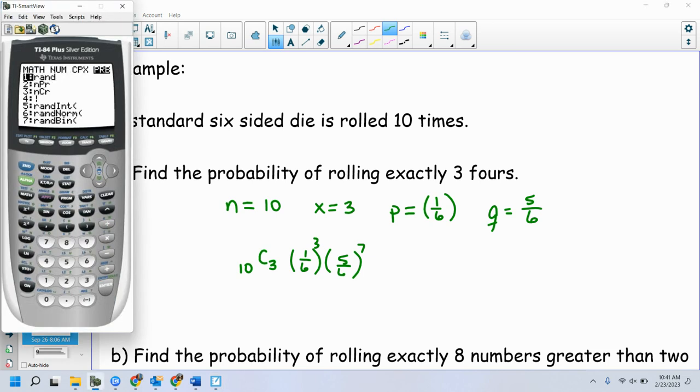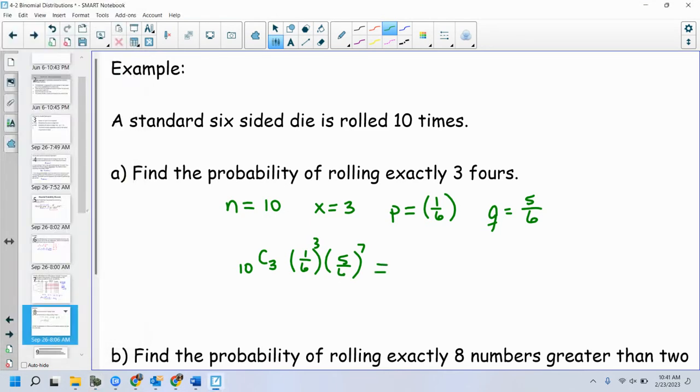So we do 10C3 times 1/6 raised to the third times 5/6 raised to the seventh. Bingo. 0.155, 0.16. We have a 16% chance of getting exactly 3 4s. Exactly 3 4s.